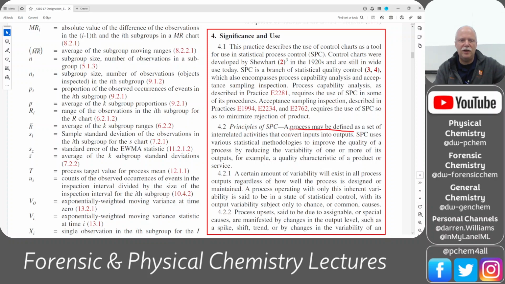It's trying to convert inputs into outputs. So if we're reducing the variability and trying to control the inputs to our actual process, we will control the outputs. And what are the outputs in a forensics lab? The output is evidence compared to various limits. Okay. We really can't control that, but we can control our process.